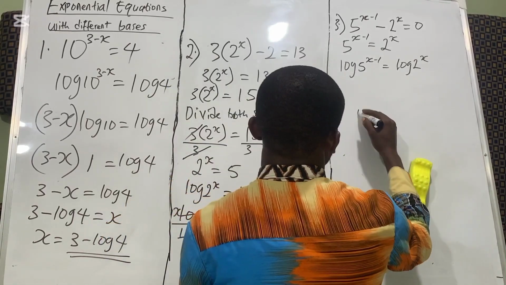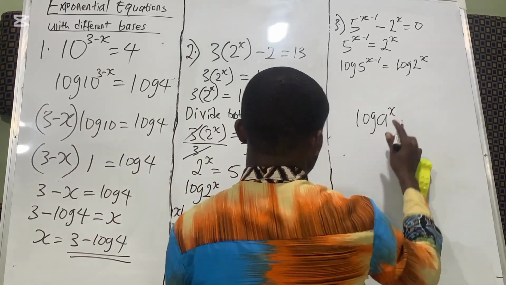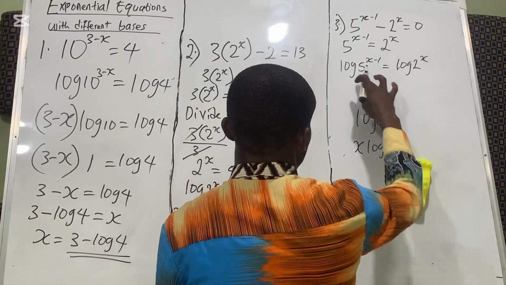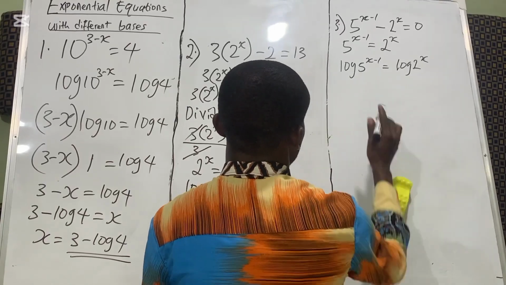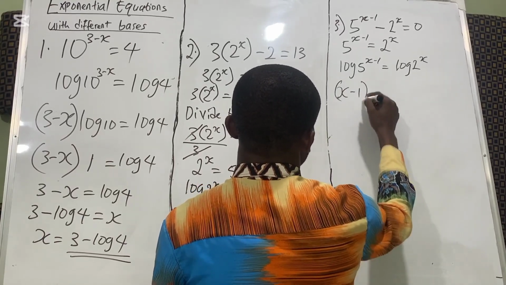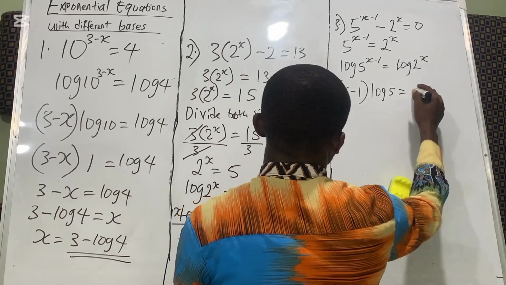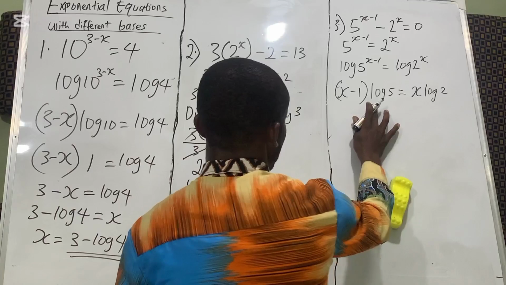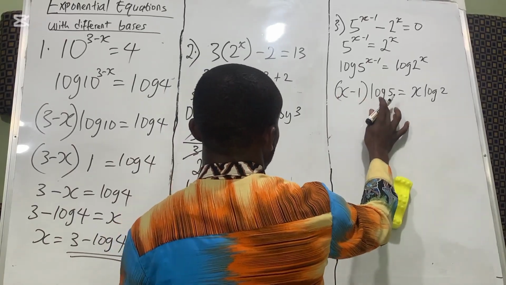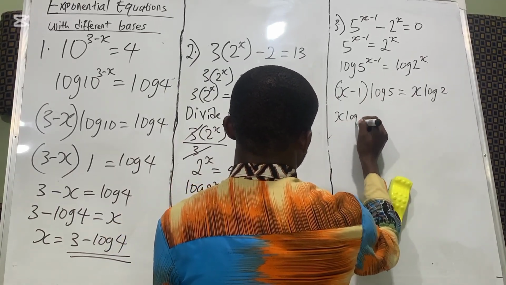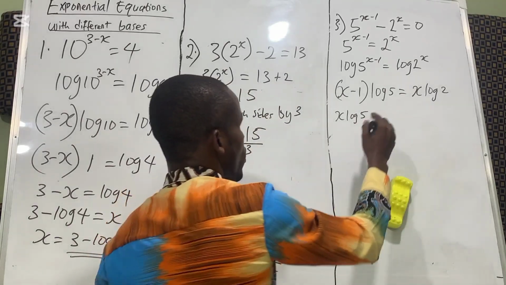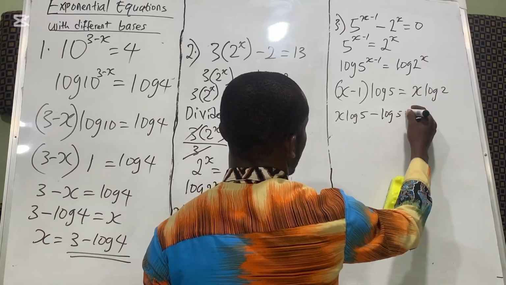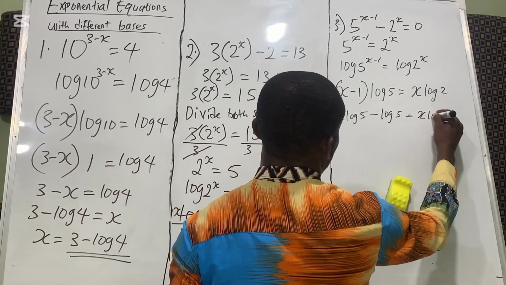Recalling that if we have log a to the power of x, this can be written as x log a. Applying this here, we have x minus 1 times log 5 equals x log 2. At this point, we will expand the bracket: x times log 5 gives us x log 5, and minus 1 times log 5 is minus log 5, equals x log 2.